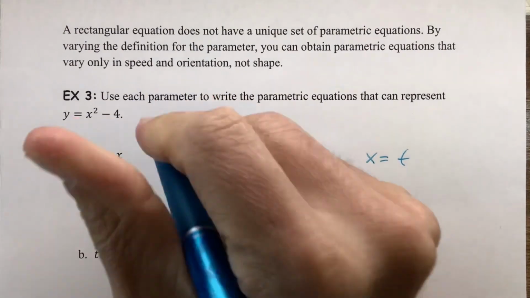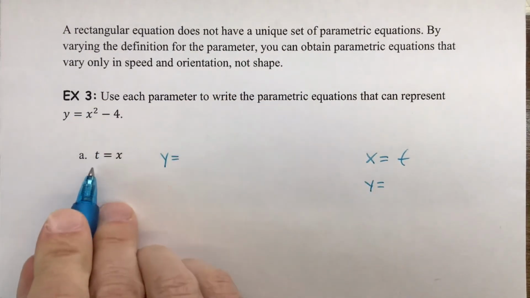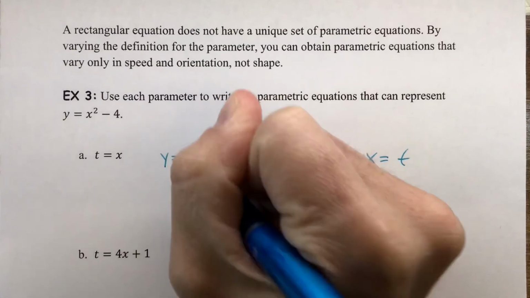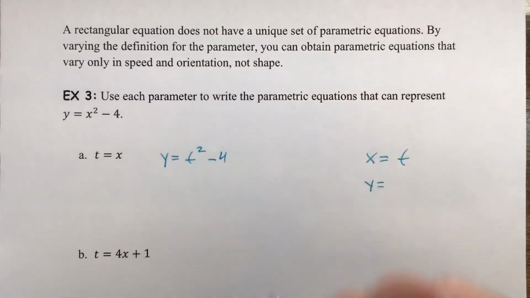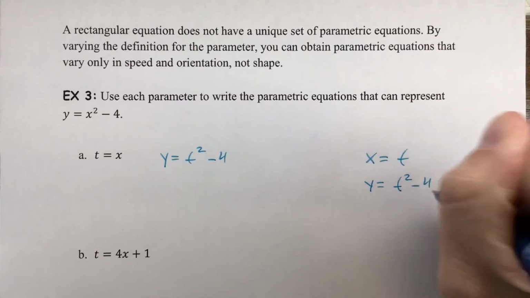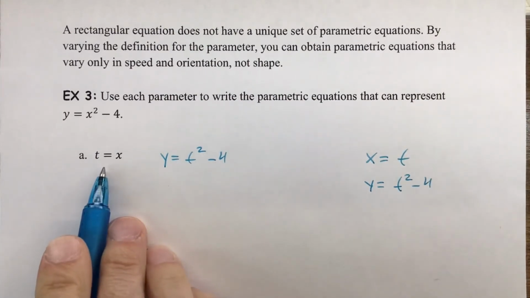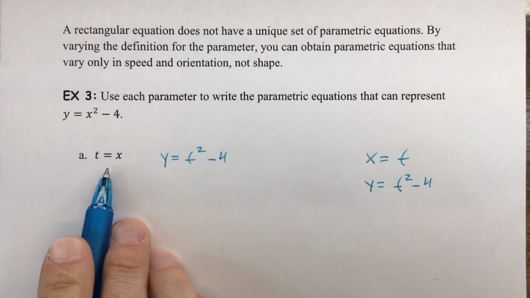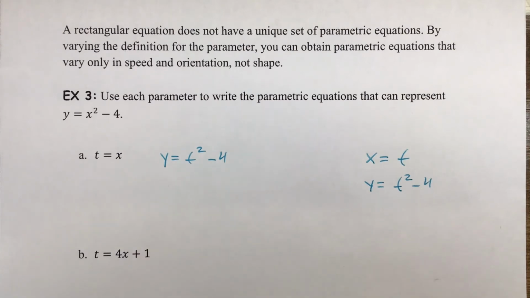Okay, so y is going to be equal, instead of x, you're just going to put in a t, so you get t squared minus 4. And that would be it for the first one. Okay, so if you have a really simple definition of parameter, which is just t equals x, then there really isn't much algebra that you need to do with it.